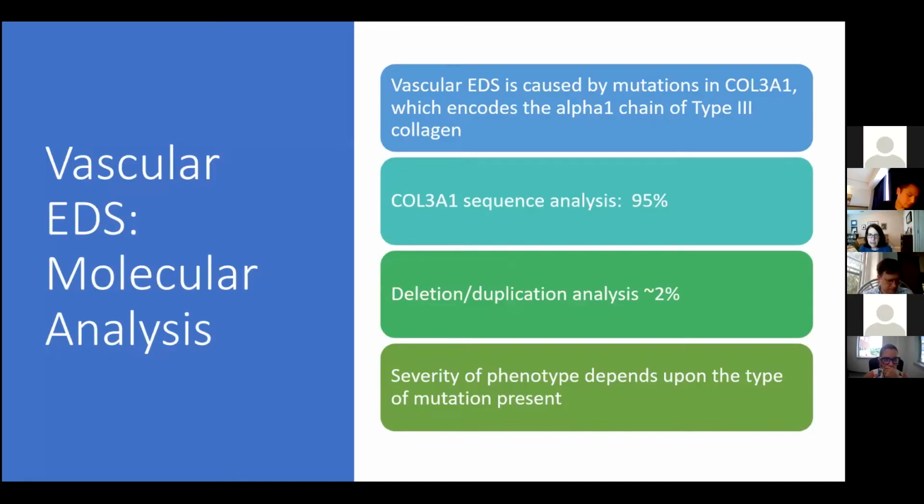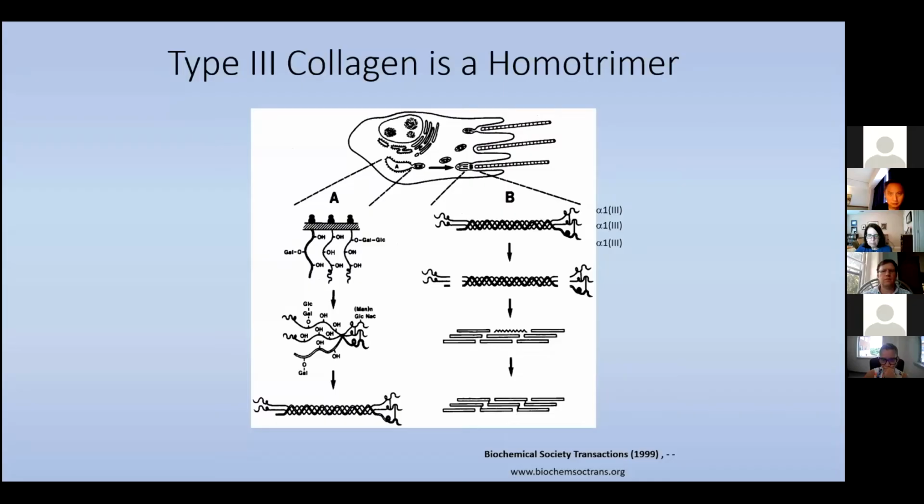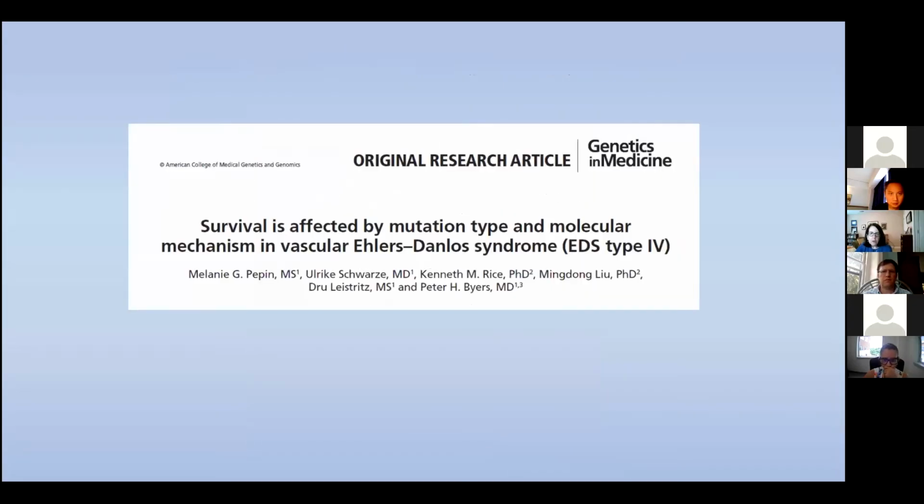The sequence analysis for COL3A1 will identify a pathogenic variant in 95% of cases, and deletion duplication analysis will give us another 2% or so. There has been really good work from Dr. Peter Byers' laboratory demonstrating that there's a very interesting phenotype-genotype correlation where survival is affected by the mutation type and the molecular mechanism in vascular EDS.